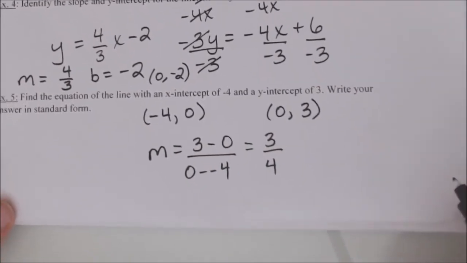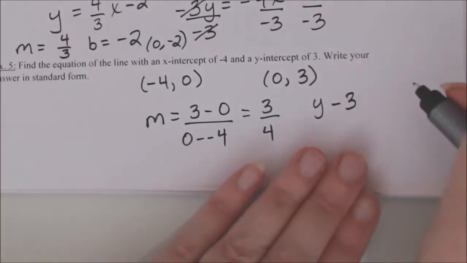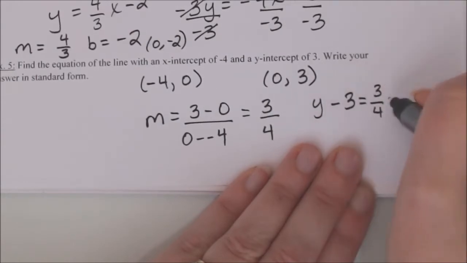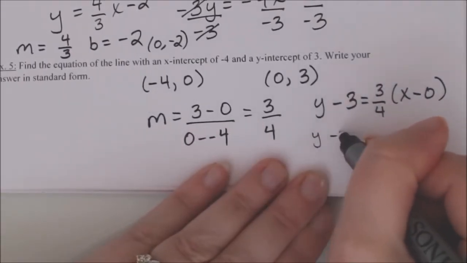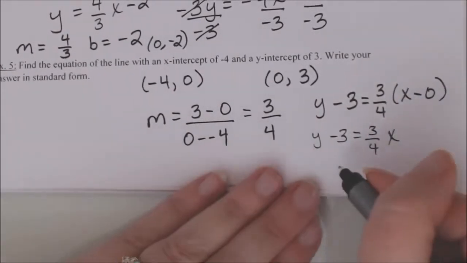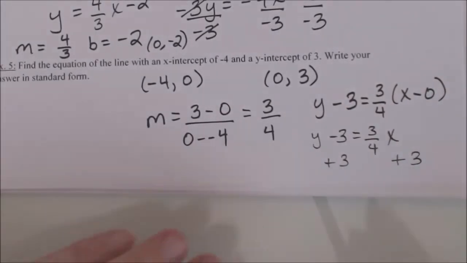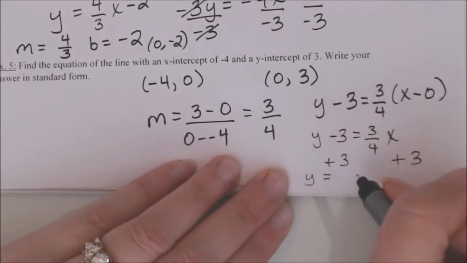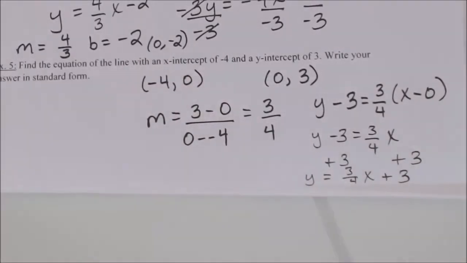So I always write with point-slope form to start off. So we're going to have y minus 3 equals 3/4 times x minus 0. And of course, that's just x. So that gives me y minus 3 equals 3/4 times x. We're going to add the 3 over. If they had wanted the answer in slope-intercept form, we'd be almost done, because here it is, y equals 3/4 x plus 3. But they wanted it in standard form.